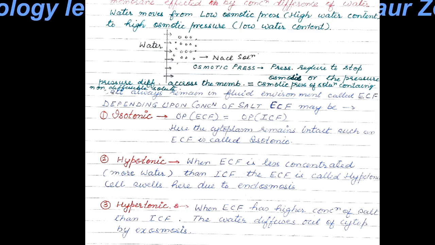Then we have this hypertonic solution. Then come to these hypertonic solutions. When the ECF has higher concentration of salt than ICF, then, as I've told you in the beginning, the water will diffuse out of the cytoplasm, and this procedure is called as exosmosis. And exosmosis occurs in hypertonic solution, and endosmosis will occur in hypotonic solution.